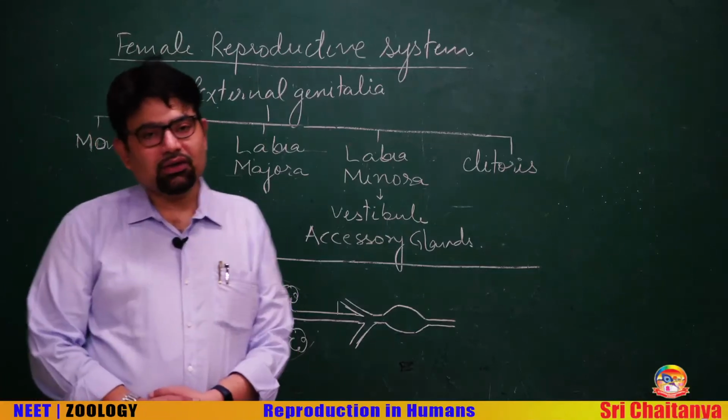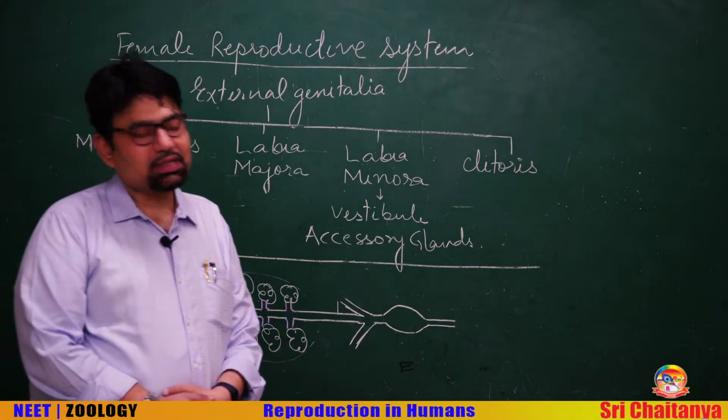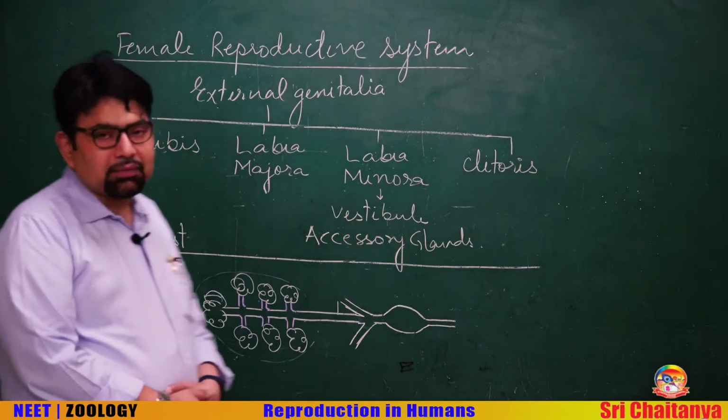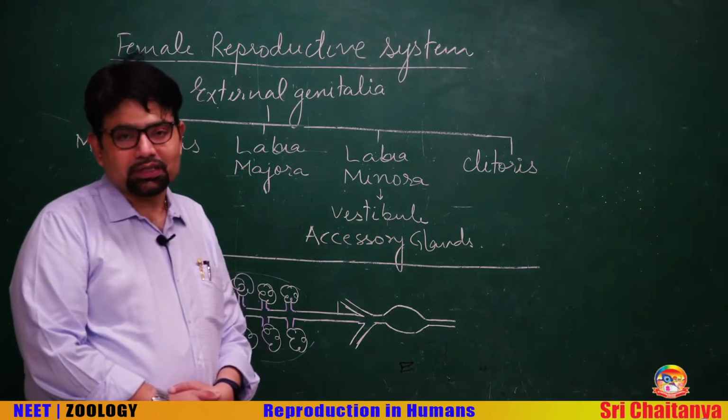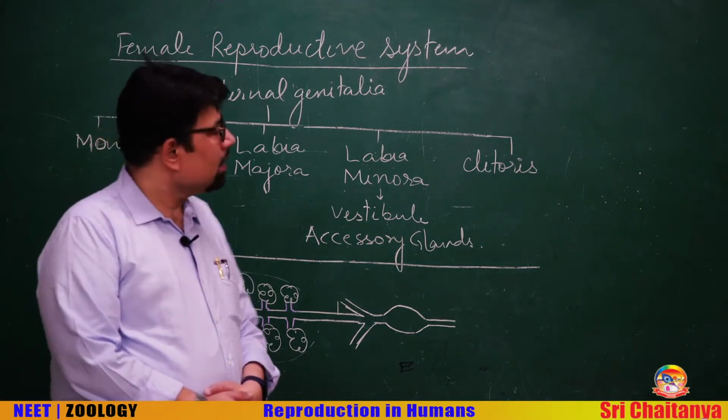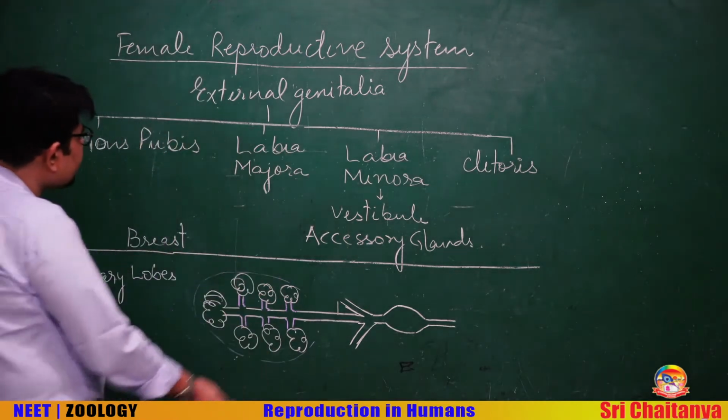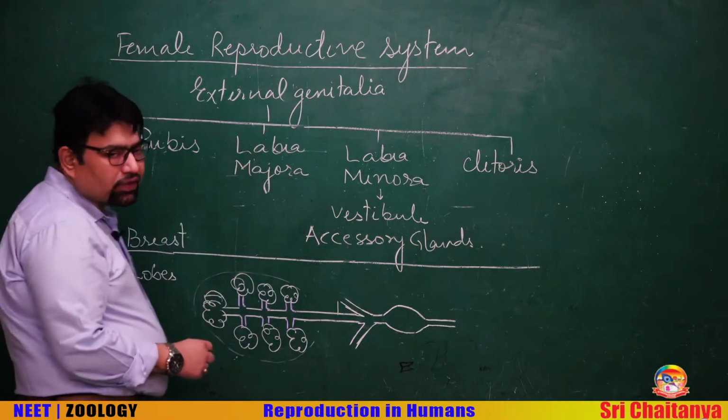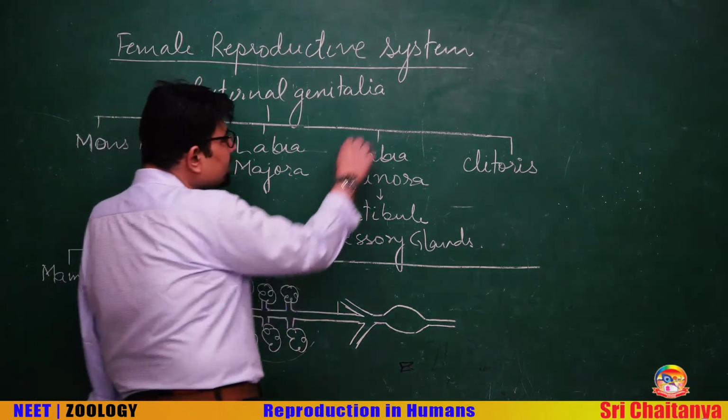Hello guys, let's now continue with the female reproductive system. A basic idea about the organs in the female reproductive system we have done. Now, continuing with that, the external genitalia of female, it is also known as vulva.